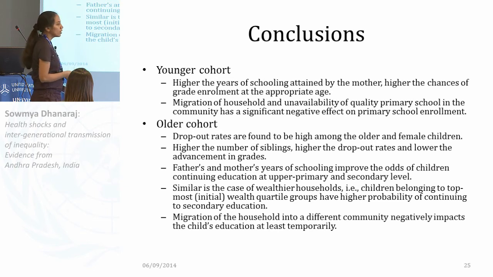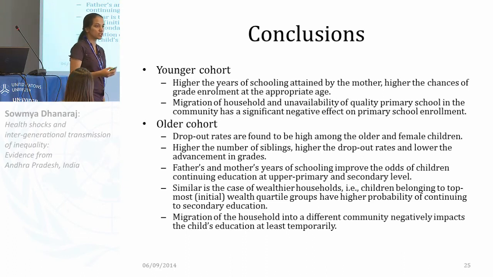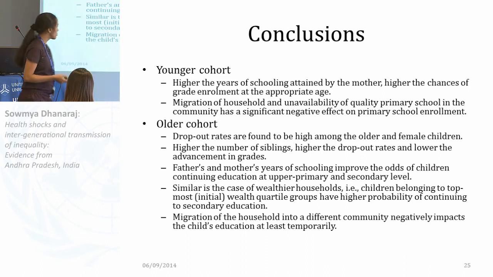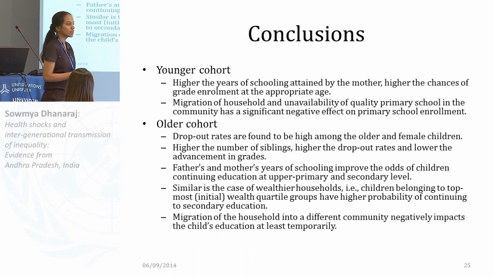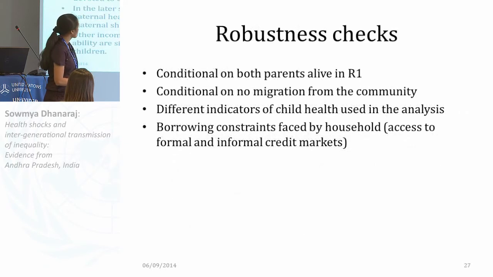In the case of the older cohort, I found that the dropout rates are higher among the older children, among female children, and those who have a larger number of siblings. Similarly, children belonging to wealthier households are more likely to continue into education. And also, migration of the household from a particular community into a different community negatively impacts the child's education.